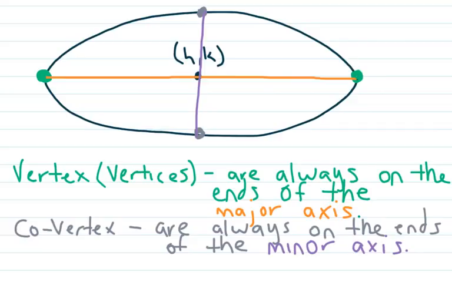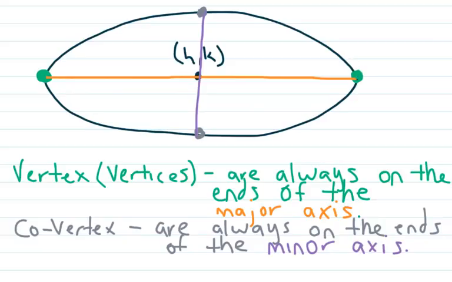So is the major axis like 2 times the co-vertex? No, the major and the minor don't have anything that compare to each other. All we know is that the major and the minor are perpendicular to each other. They form a right angle. So those are your main labels.